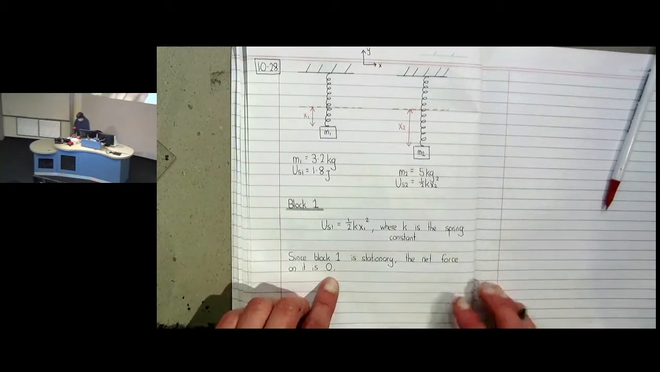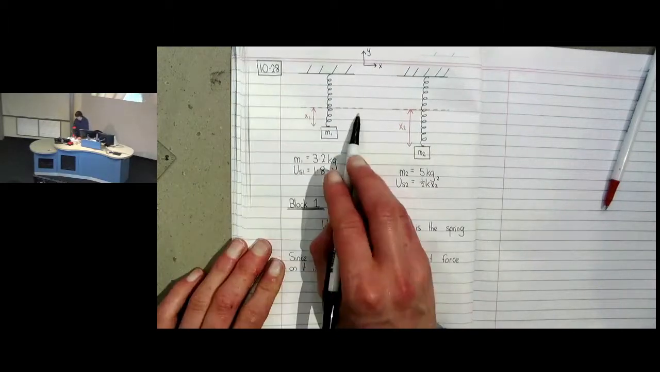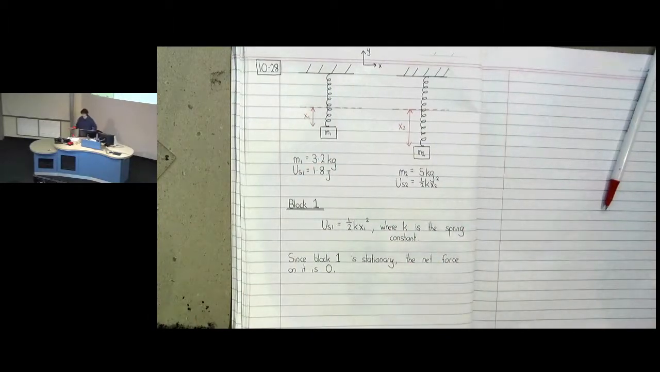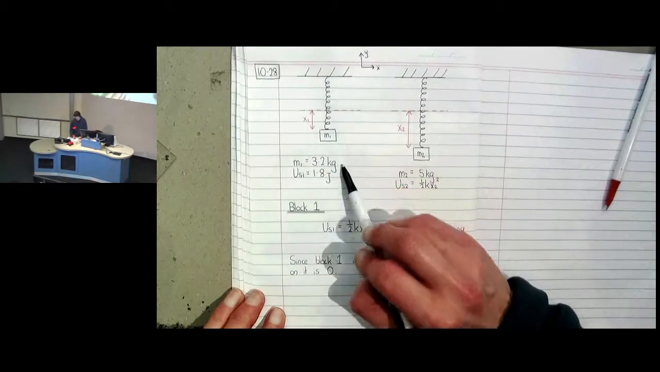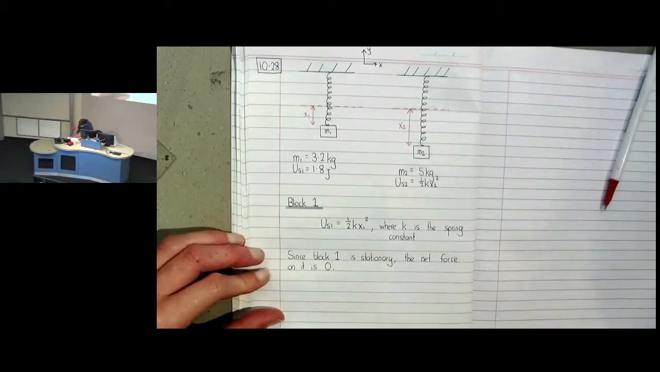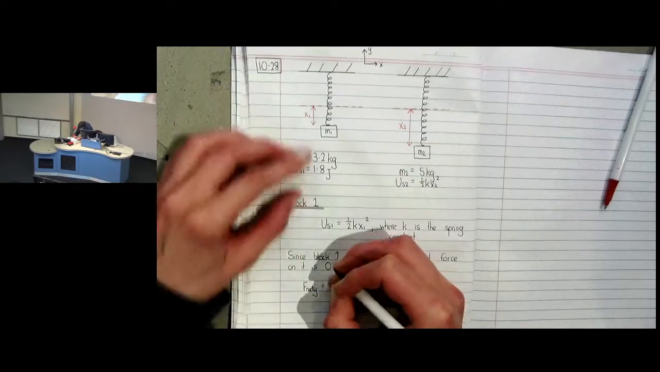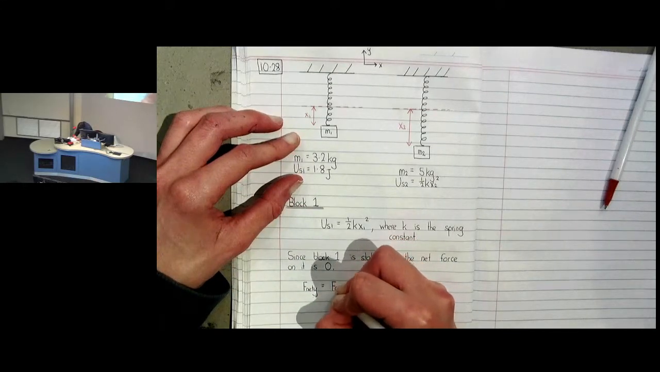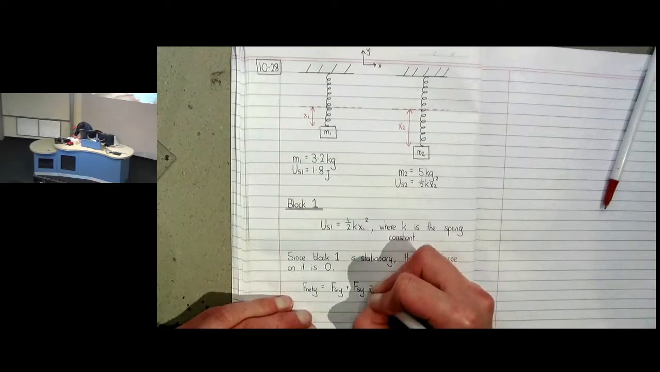And so that means that the net force in the y direction has to be 0, and we know that the net force in the x direction is 0 because there just are no forces in the x direction. The only forces acting on this block are gravity and the spring force. So we can then say that the net force in the y direction is equal to the y component of the gravity force plus the y component of the spring force, and they have to sum up to 0.